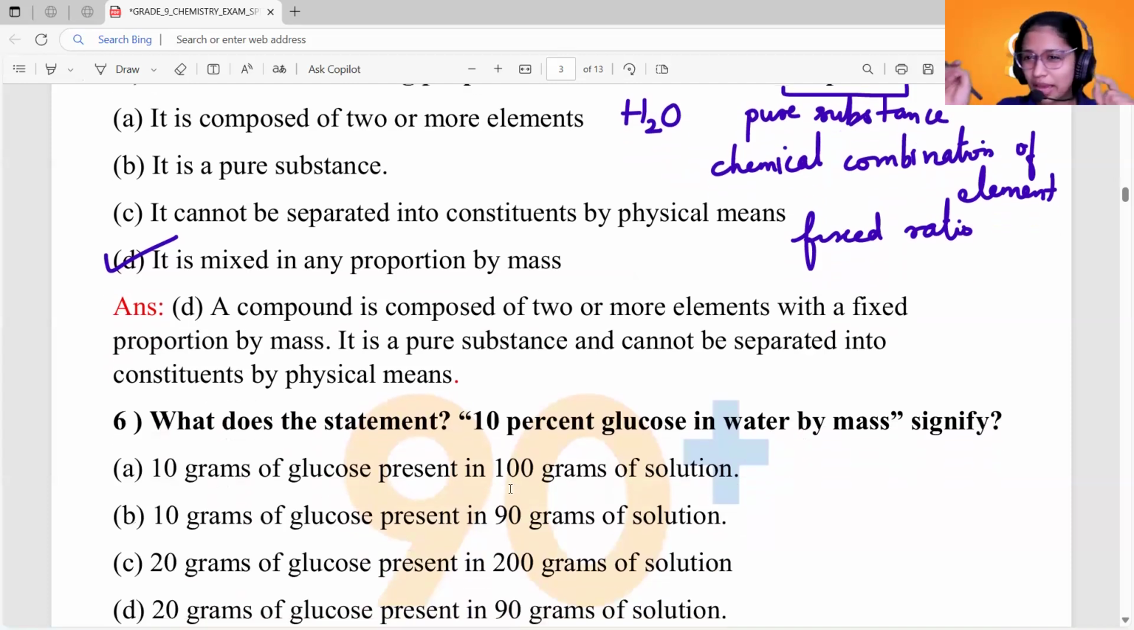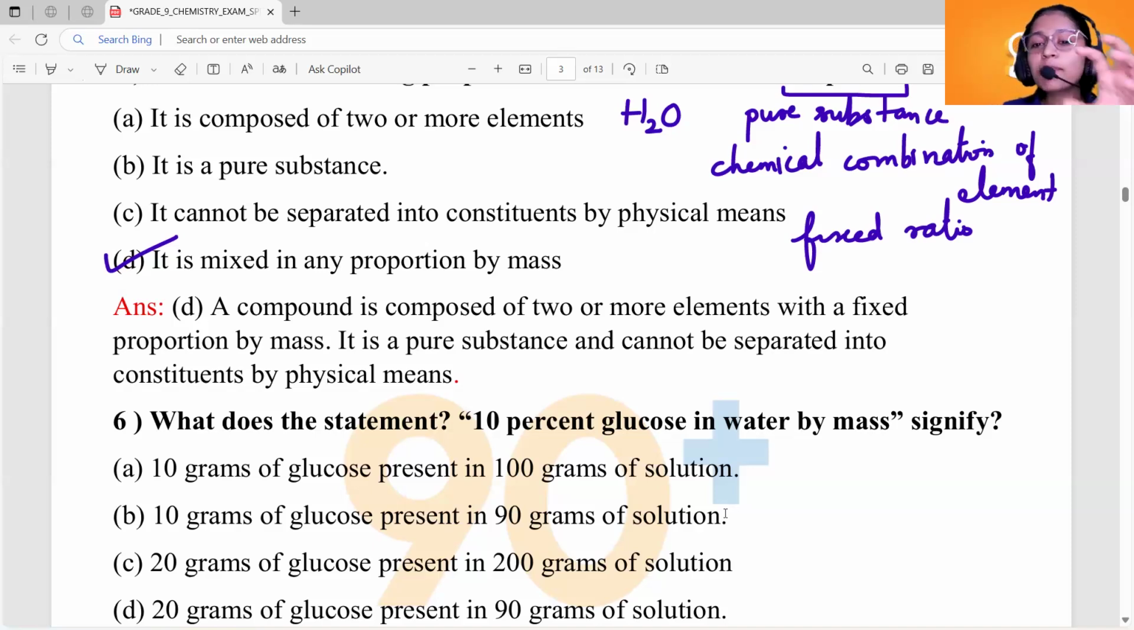This question needs you to pay a little more attention. What does the statement 10% glucose in water by mass signify? So let's go back to our basics. We know that there are several methods of expressing concentration, right? There is mass by mass percentage, there is mass by volume percentage, and there is volume by volume percentage, which you have studied in class 9.